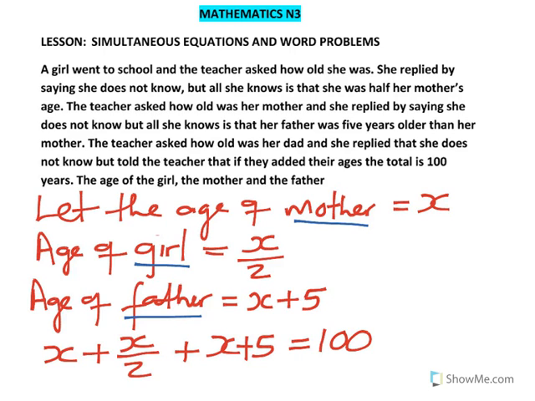Age of girl then, because it's half, will be x over 2. The father is 5 years older than the mother, so age of father is x plus 5. The interesting part is that their total age is 100 years. So the age of the mother, the age of the child, and the age of the father is 100. Then you can do that and solve for x. Then you're going to get the particular answer.